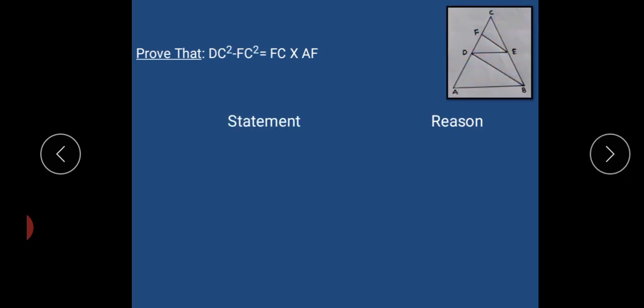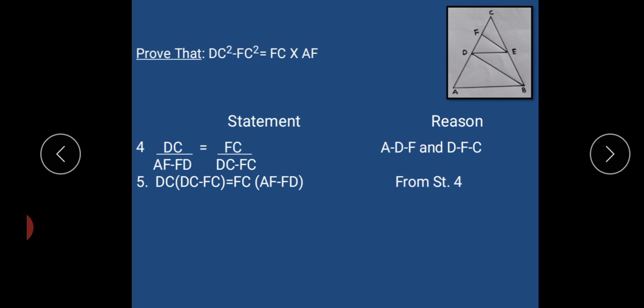This is what is asked to prove. This is the figure, and yes, was the previous step. The reason is D is between A and F is between D and C. Cross multiply. DC into DC minus FC is equal to FC into AF minus FD. So DC square, what I mentioned, you are getting, and second you are getting minus DC into FC. Other side also you will get FC into AF.